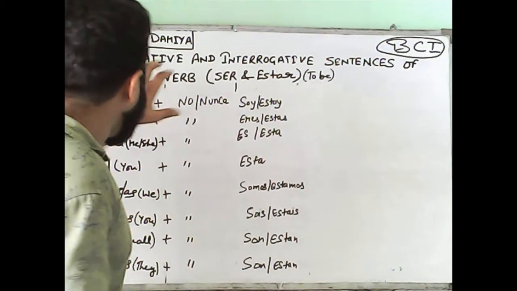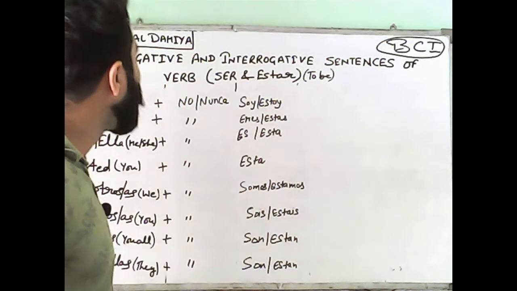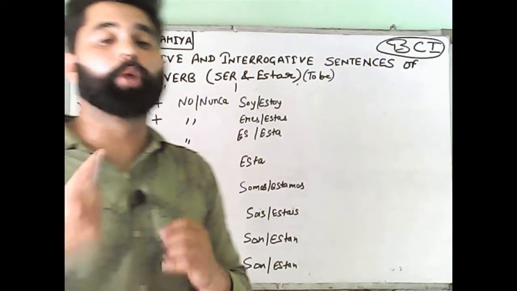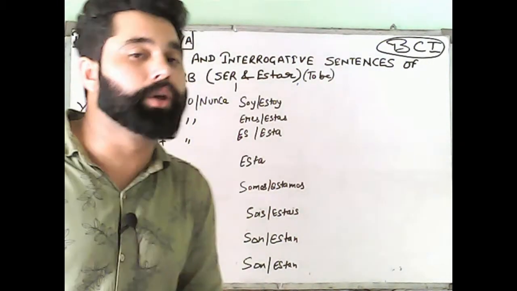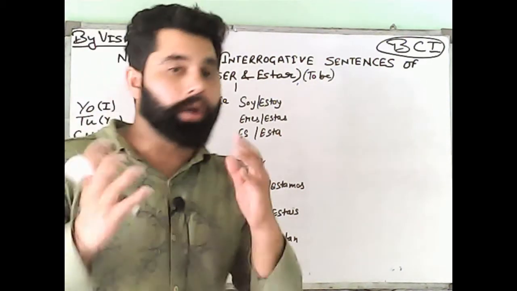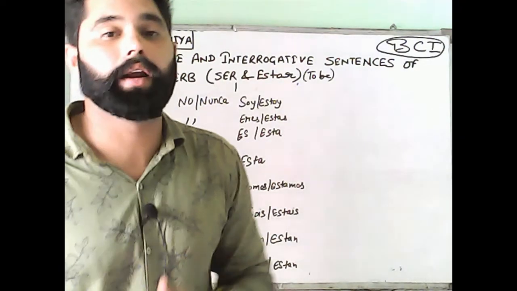So here we have the words no and nunca, and here we have the conjugation forms of ser and estar, right? I have already uploaded a video where you can learn where to use the verb ser or estar. If you haven't watched it, just go and watch, so that it will be easy to understand.